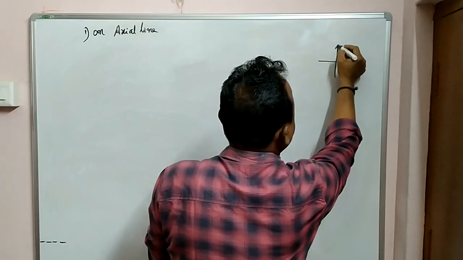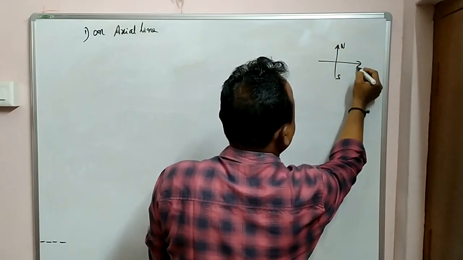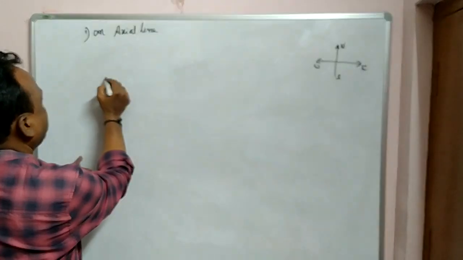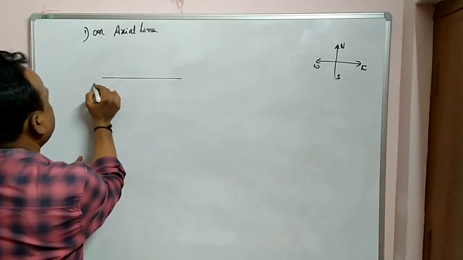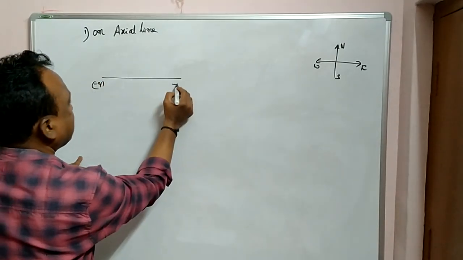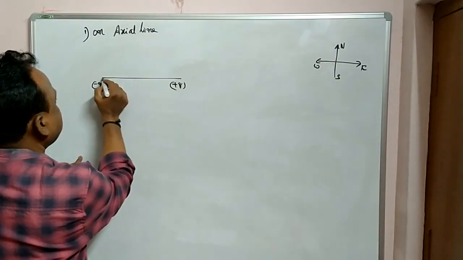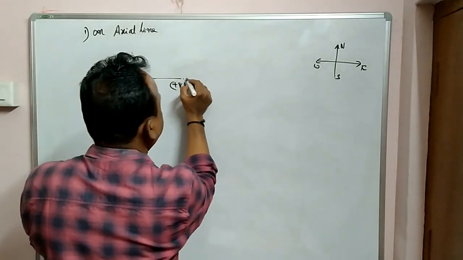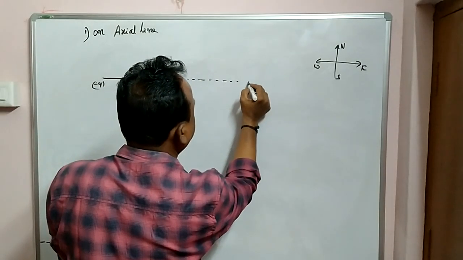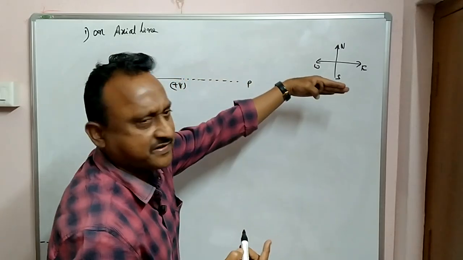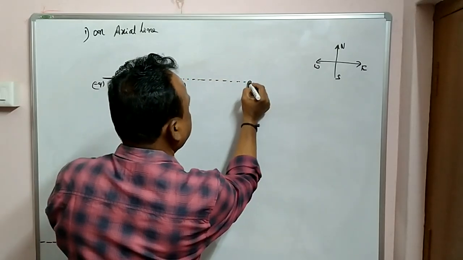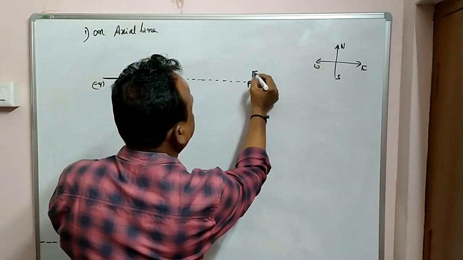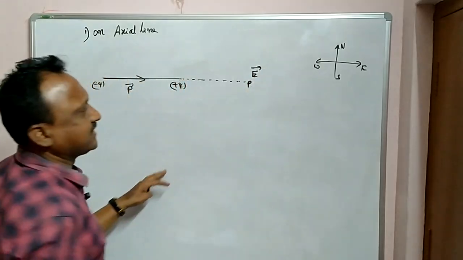here? See, this is north pole, south, east, west. That means, for example, this is one charge, another charge. This is the direction of dipole moment. Axial line అంటే ఇది. ఇది point parallel to east west. This is axial line. So now at this point P, I want electrical field intensity.